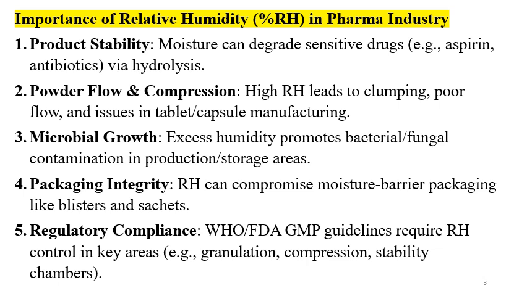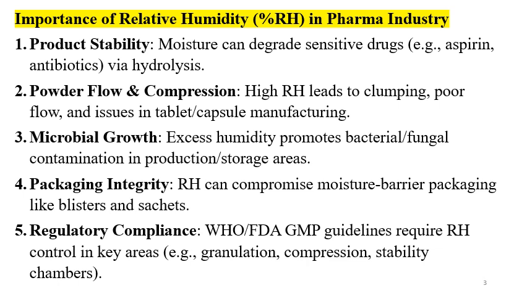Excess humidity promotes bacterial growth, fungal growth, microbial growth. That's why the humidity is required to be controlled in the production areas, storage areas, and sometimes also in the analytical areas. RH can also compromise moisture barrier packaging like blisters and sachets. If you are using silica gel and desiccants like molecular sieve and others, and if you store those at higher relative humidity, then these materials can absorb moisture and packaging integrity can be lost. Regulatory compliance is required.